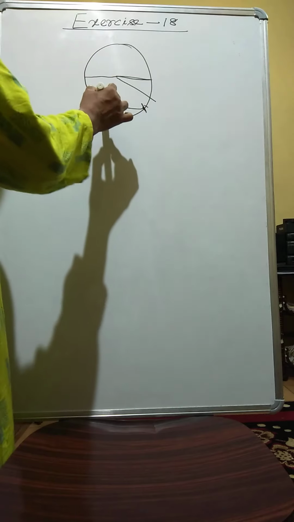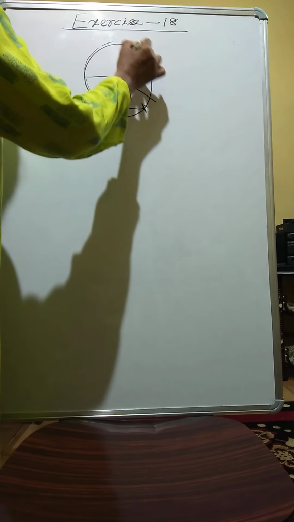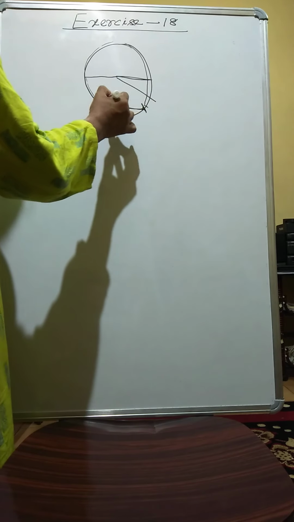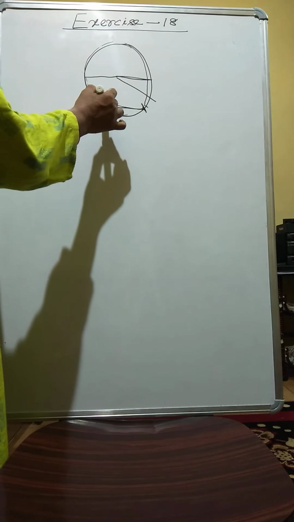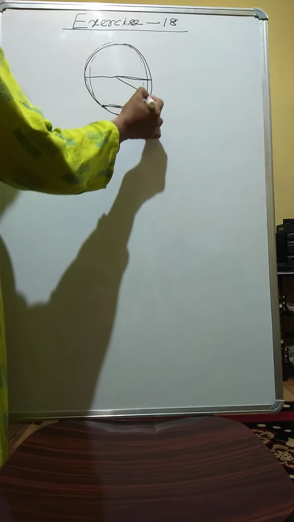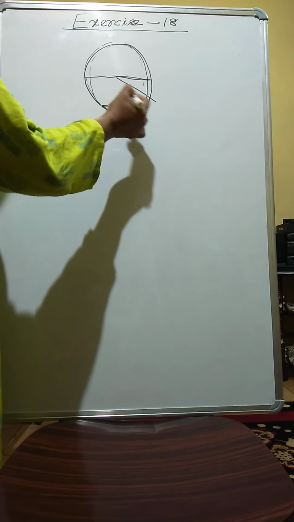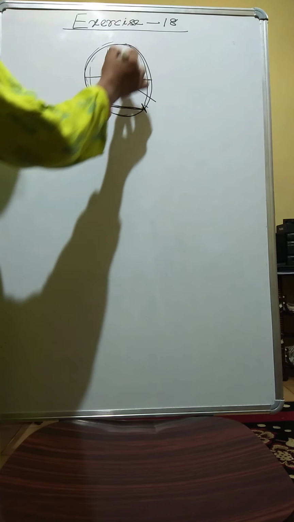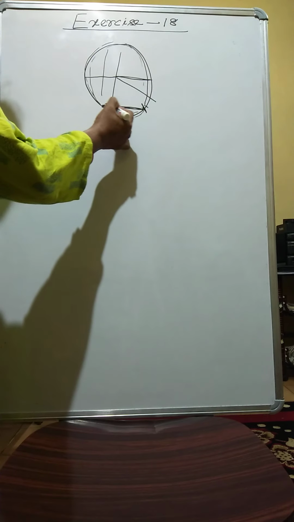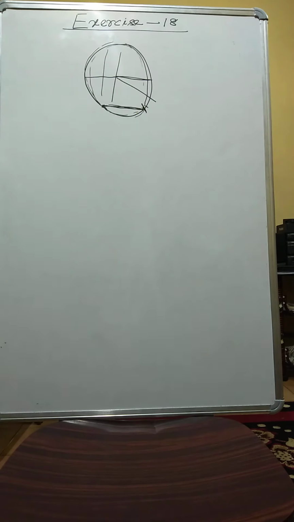Okay, and this is known as major segment. This is known as minor segment. What is the meaning of segment? The portion which is lying in between the chord and the arc is known as segment. So this is a major segment. This is a minor segment. This is the arc. This is the chord. Let us start the properties of a circle.